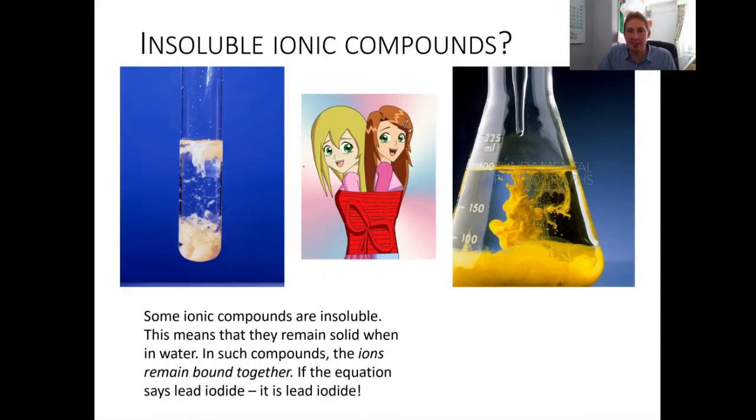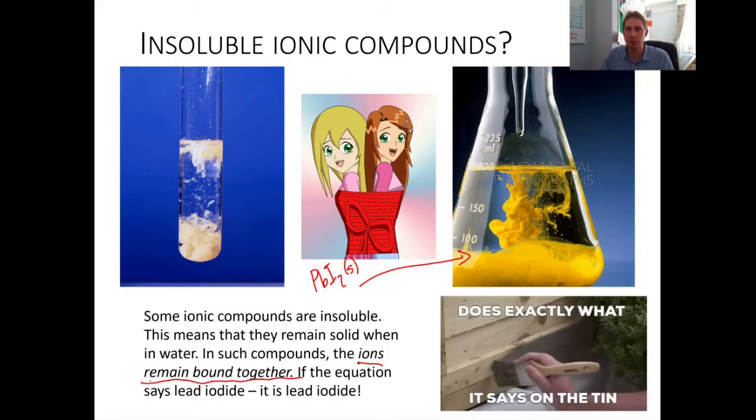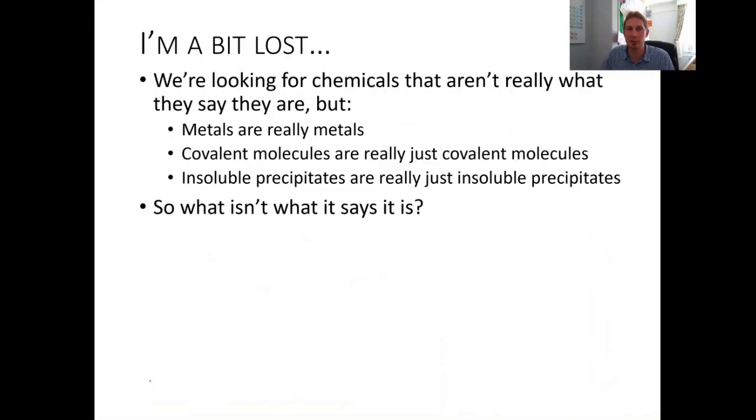If two things are tied together, like lead iodide, PbI2, we put lead iodide in water, it stays as solid lead iodide. The compound remains bound together. The ions remain bound together. If the equation says lead iodide, it is lead iodide. Does exactly what it says on the tin, as Ronseal would approve.